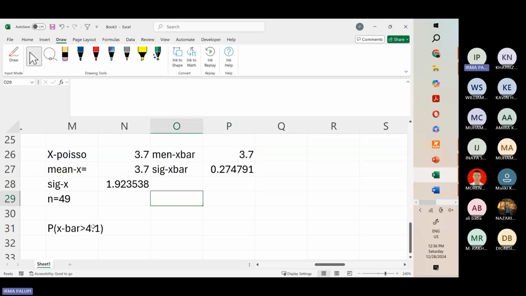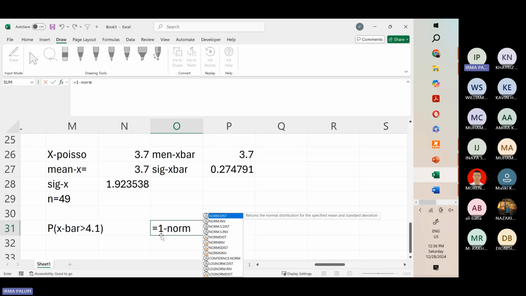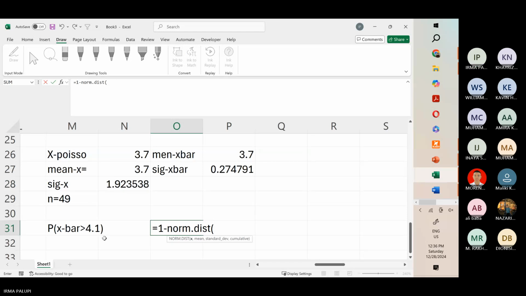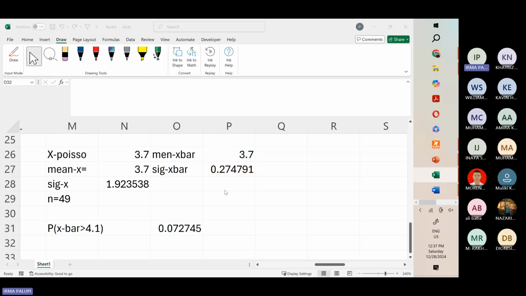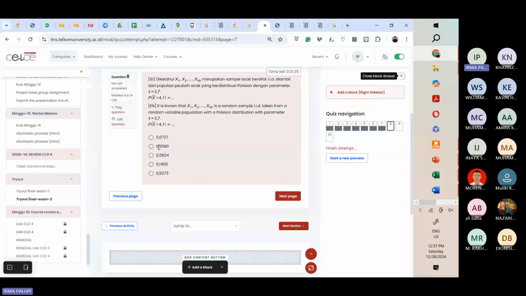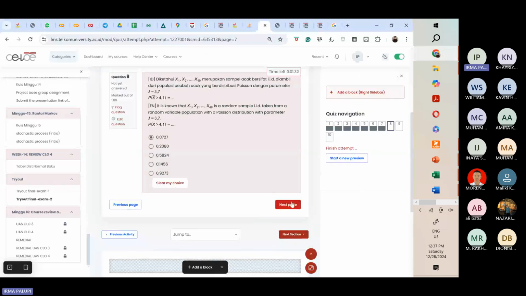So we need to find this one, right? X bar lebih besar daripada 4,1 equals to 1 minus the cumulative distribution, right? X bar less than or equal to 4.1. Means of X bar is this one, and sigma of X bar, sigma is standard deviation. This one is 0.07, 27. No, 27. This is the correct one.